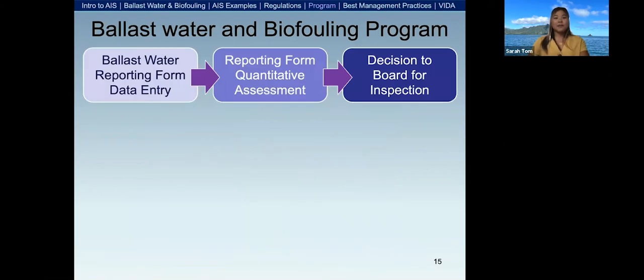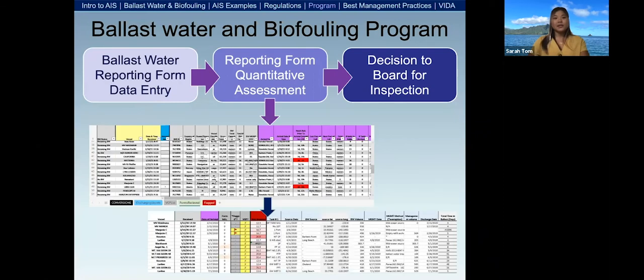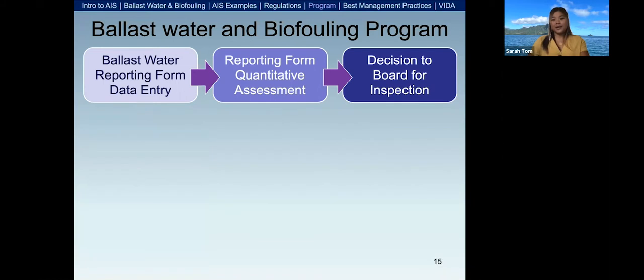So as I said before, under the Hawaii State Administrative Rules, vessels must submit a ballast water reporting form 24 hours prior to arrival at any Hawaiian port. This report provides us the information used to perform a primary assessment to review and assess possible risks. Next, a quantitative assessment is done, and all vessel arrivals are stored in this Excel. Discharging information is also put through the quantitative assessment, and this assessment prioritizes vessels for boarding.